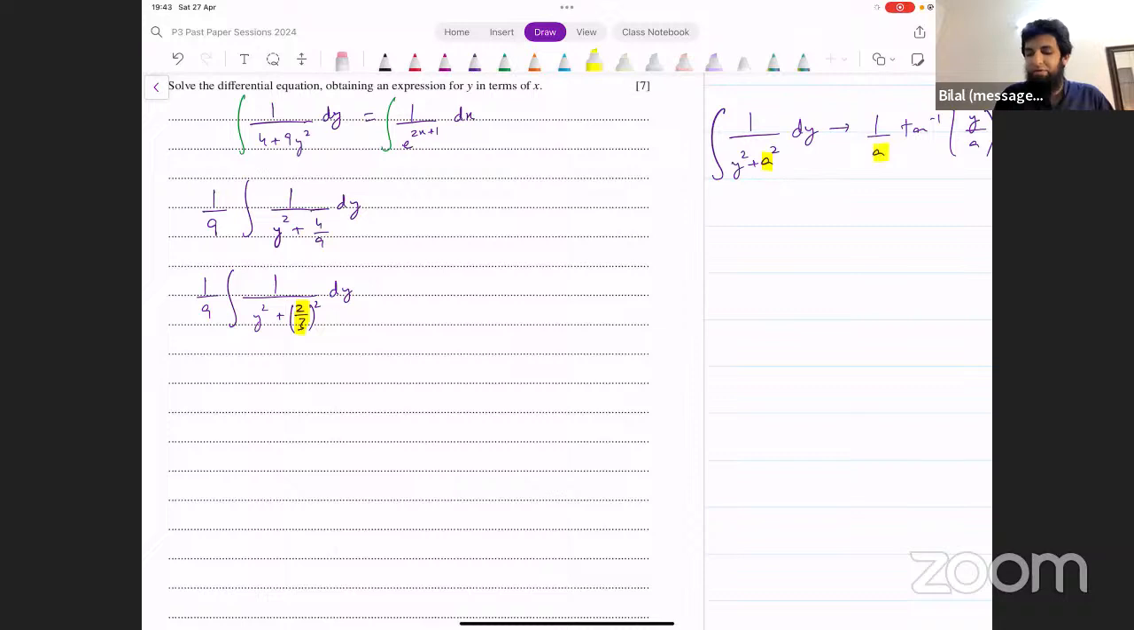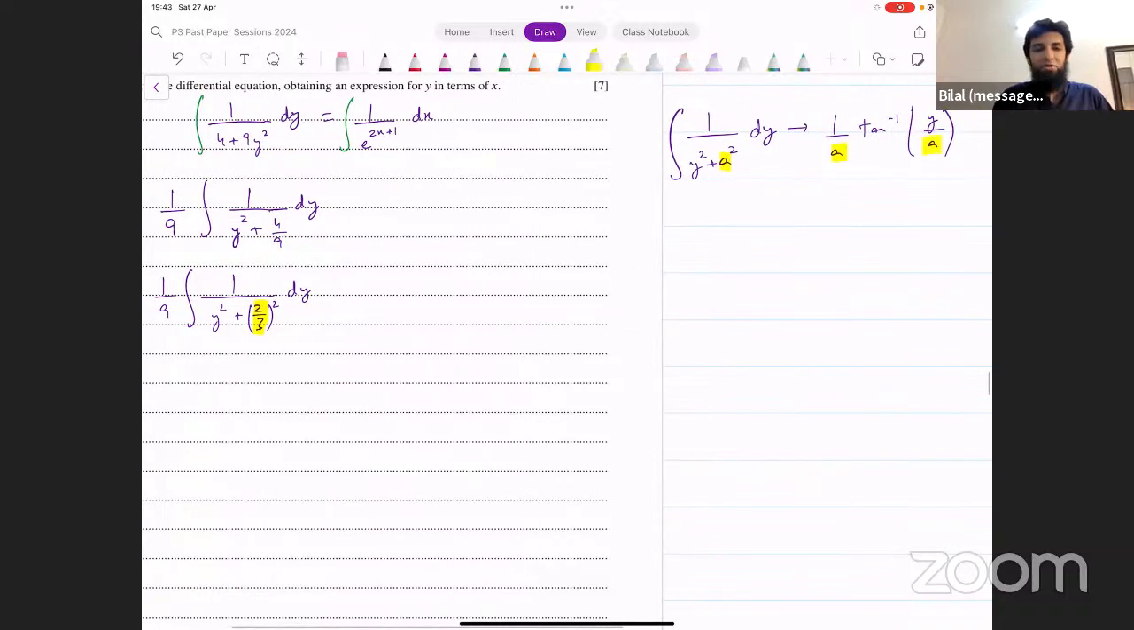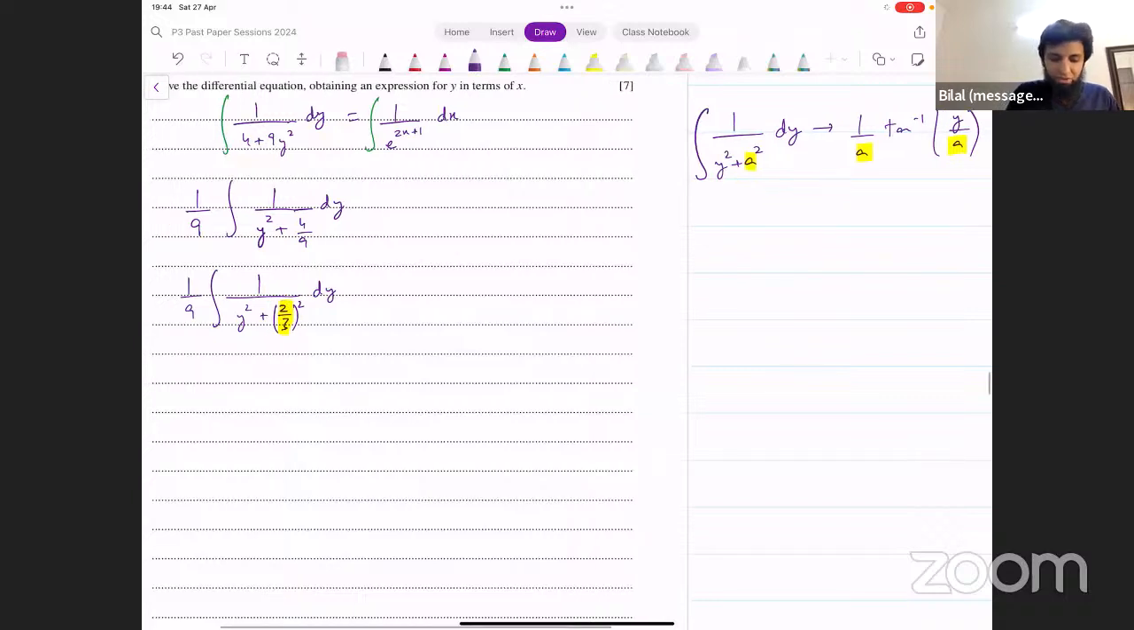So on the right side, when we integrate it, in place of a, we are just going to replace a with 2 over 3. Let's do that. What is the integration going to be? 1 over 9 outside remains as it is.